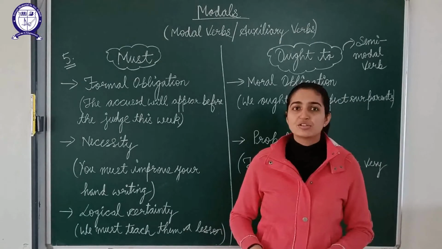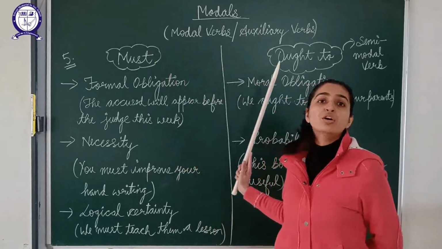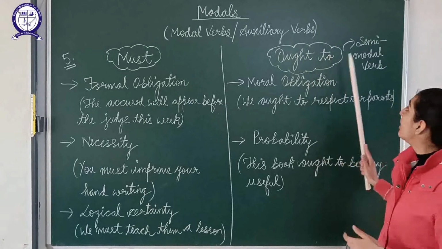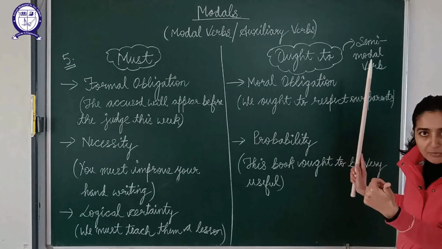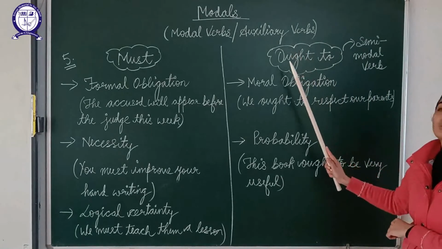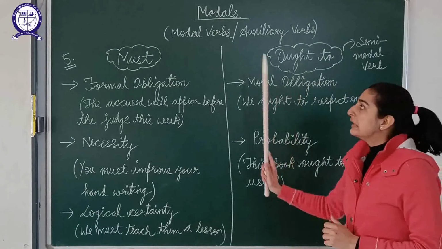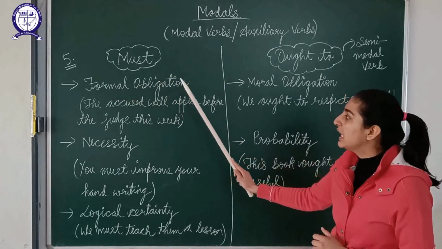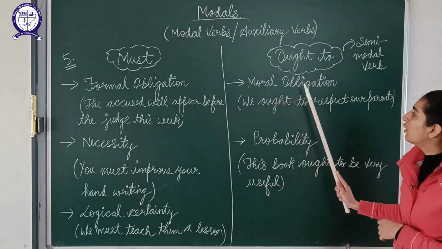Now the next auxiliary verbs that we are going to discuss are must and ought to. Here, ought to is a semi-modal verb, right? Means it works as a verb as well as a modal. That is why it is also known as a semi-modal verb. Now let us discuss must. Must is used to show formal obligation, whereas ought to is used to show moral obligation.